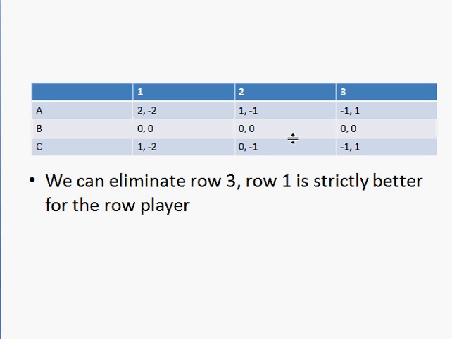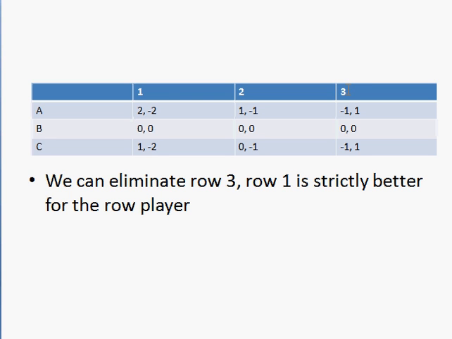So if I eliminate C, now I'm choosing between A and B. Now, given that, if I look at the column player has -2, 0, -1, 0, and 1, 0. So 1, 0 is strictly better than both of these. So we would eliminate 1 and 2 from the column player set. 3 is better than 1 and 2 for the column player.